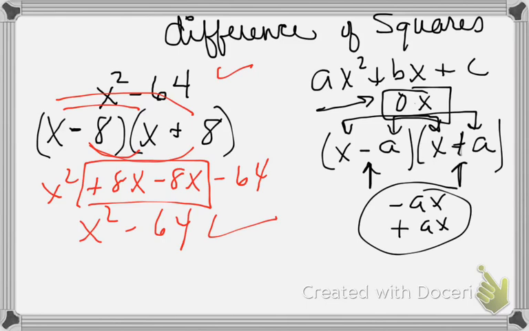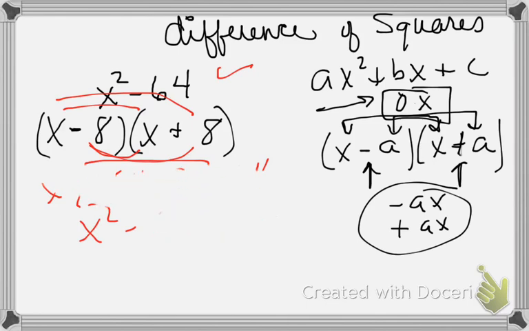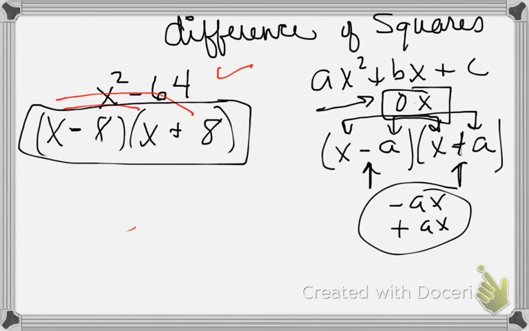So the difference of two squares, when we're looking for an answer for the difference of two squares, this is it right here. Those are the factors that when multiplied together give you x squared minus 64. So if you do not see a middle term in standard form, then you know that you probably have a difference of squares. It's possible.